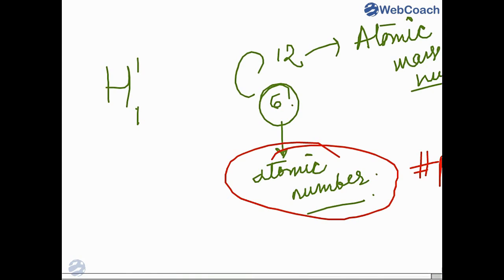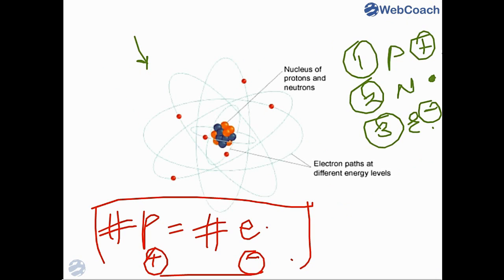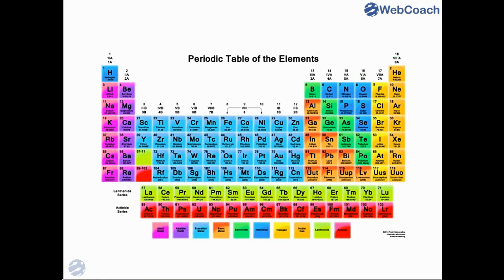Whereas the atomic mass number indicates what? It is the sum of the total number of protons and the total number of neutrons in any atom. Coming back to our periodic table, all the elements in this periodic table are arranged in increasing order of their atomic number, not the mass number. Here we can see the numbers 1, 2, 3, 4, 5, 6, 7. These are the atomic numbers, that means they are in increasing order of protons or electrons.